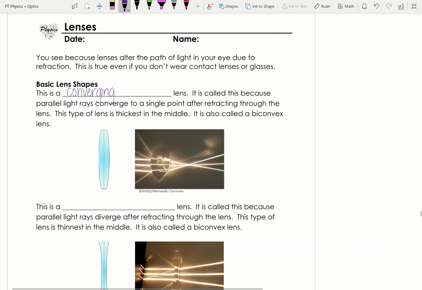It's called this because the light rays that come in parallel, as you can see in this other image, these rays coming in are parallel. They all converge to a single point after refracting through the lens. It's thickest in the middle, and it can be called a biconvex lens.